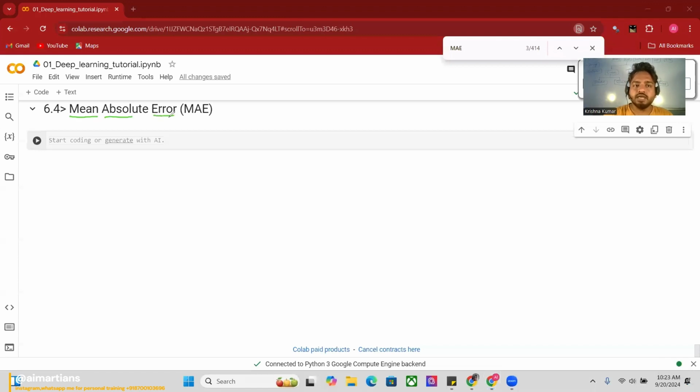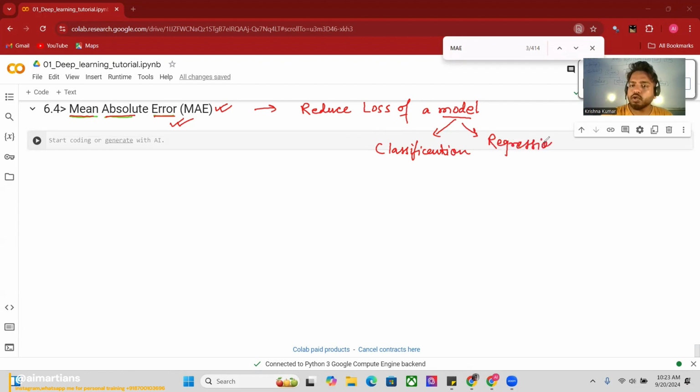Here we have mean absolute error. So what is it? Mean absolute error helps to reduce the loss of a model. Now you will ask what kind of model. There are two kinds of models we generally create. The first one is classification, and the second one is regression. I'm talking about the regression model. It will help you in regression. MSE, mean square error, also helps in regression, so it is for regression.